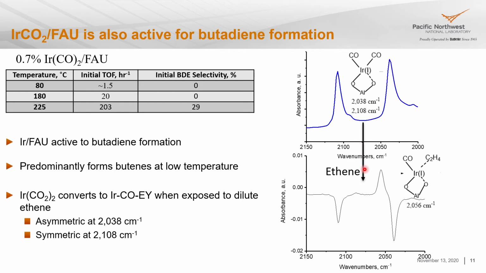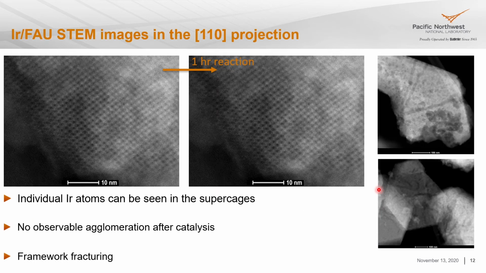And interacting this species with ethene gives us the displacement of one of these carbonyls, so the dicarbonyl features dissipate, and we see a feature indicative of the iridium CO ethene form right here, which shows us that ethene is indeed able to displace carbonyl on this catalyst readily.